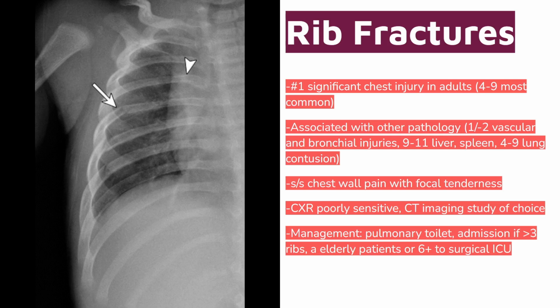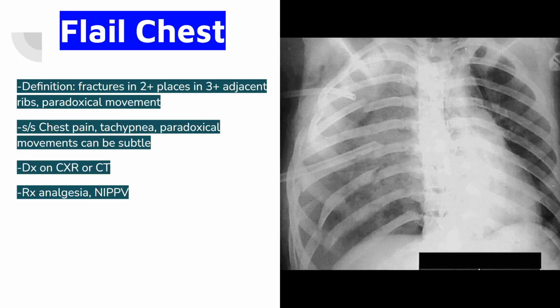Rib fractures are the most common and significant chest injury in adults, with the middle ribs the most commonly injured, and are associated with other pathology, right? High ribs are vascular, low ribs are liver and spleen. Ribs 4 to 9, right? Most common ribs associated with lung contusions. Patients typically have chest wall pain and are point tender on those areas. Chest x-ray is not very useful. CT is the imaging study of choice here. And essentially management is pulmonary toilet. However, if they have a lot of ribs, they probably get admitted. And if they're old or have half their ribs or more, they go to the ICU.